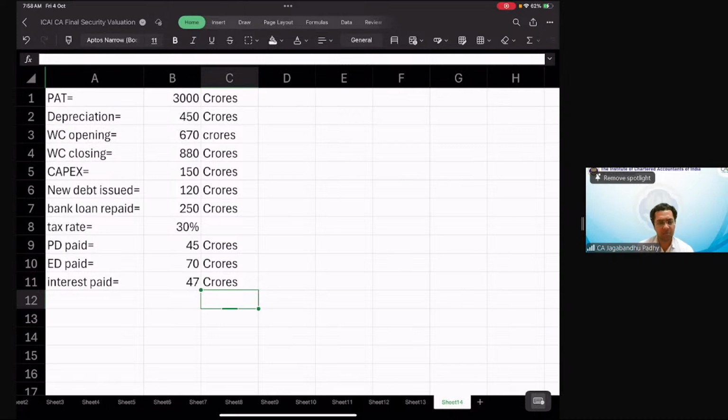You've got, let's say, 20 minutes, not 20 minutes, my bad, 2 minutes for this, guys. Try to get the FCFE, free cash flow for equity, from these numbers.